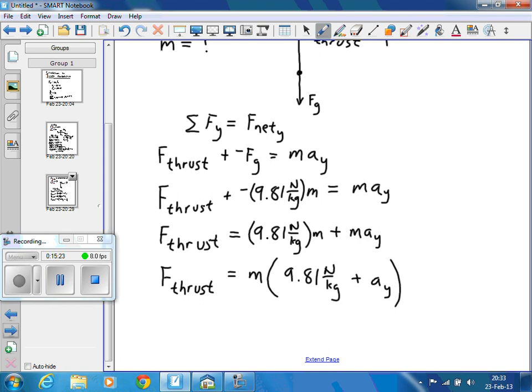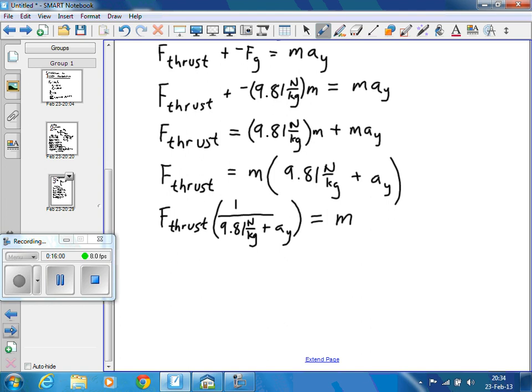Now you can see how to get mass all on its own. I have thrust. I divide 9.81 newtons per kilogram plus the acceleration in the y direction to the other side. And I am left with, on the left side of my equation, only mass. Now this is the situation I want to be in, because I know the thrust and I know the acceleration. Since I know those two things, I can plug them into this equation and solve for how big the mass is. So let's do it. The thrust is 34 million newtons.